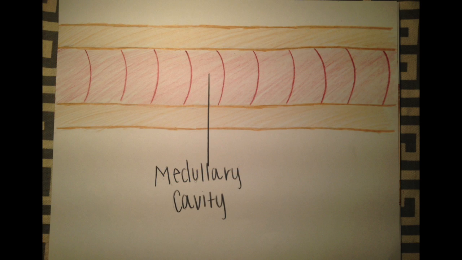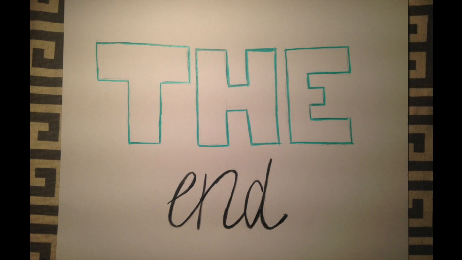To review, bones created by intramembranous ossification are classified as flat bones, composed of a layer of spongy bone surrounded by a layer of compact bone. However, if a medullary cavity is present, this allows red or yellow marrow to be stored in the bone. And that about sums it up.